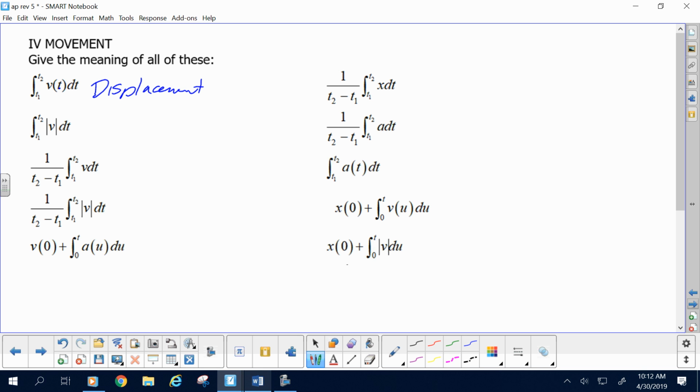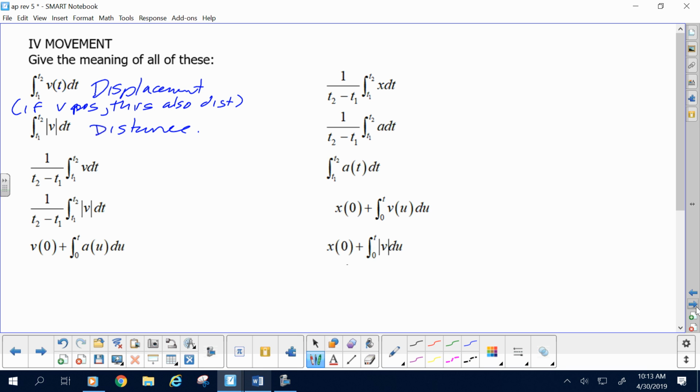What if velocity is negative? Velocity is always positive. And isn't this also distance? Okay. What about the second one down? What about the integration of the speed, which is making all movements positive? I don't care about direction. Take away the sign. What is it? That's distance.